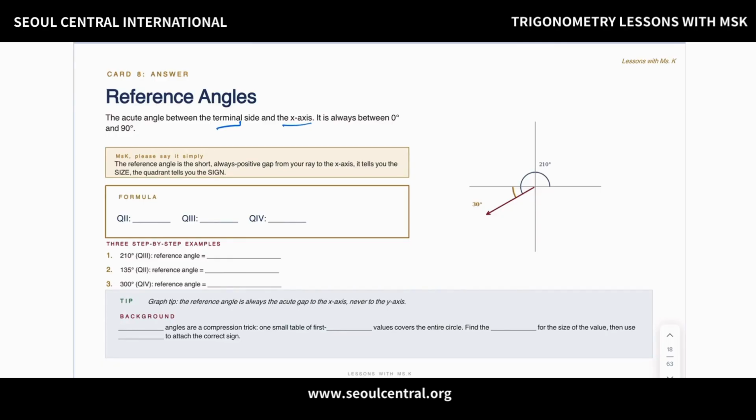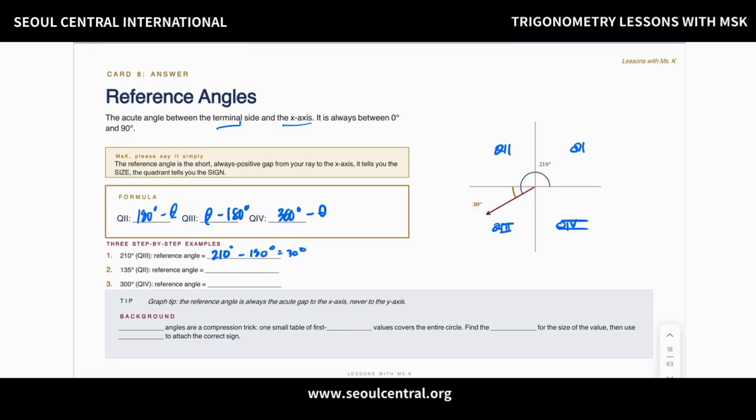So let's take a look. The formula that you can remember, always from the x-axis: quadrant 2 is 180 degrees minus theta, from quadrant 3 it's theta minus 180 degrees, and for quadrant 4, it's 360 degrees minus theta. So for 210, that is in quadrant 1, quadrant 2, quadrant 3, and this is quadrant 4. So 210 is in quadrant 3, and the reference angle would be 210 minus 180 degrees, which equals 30 degrees.